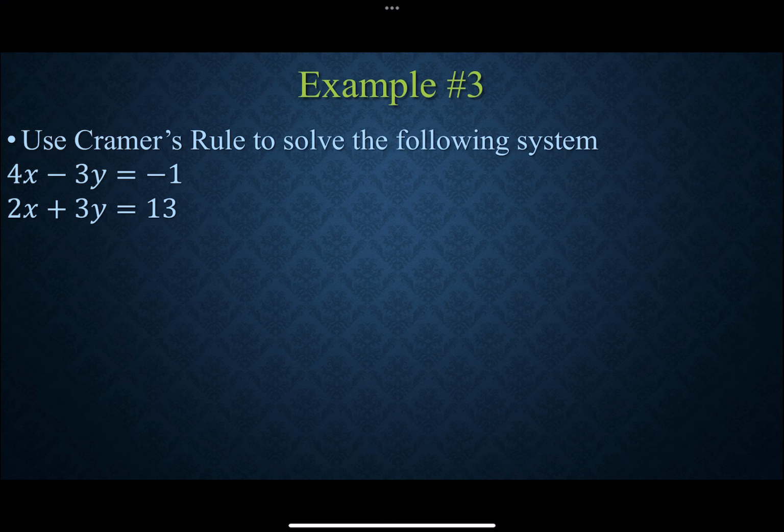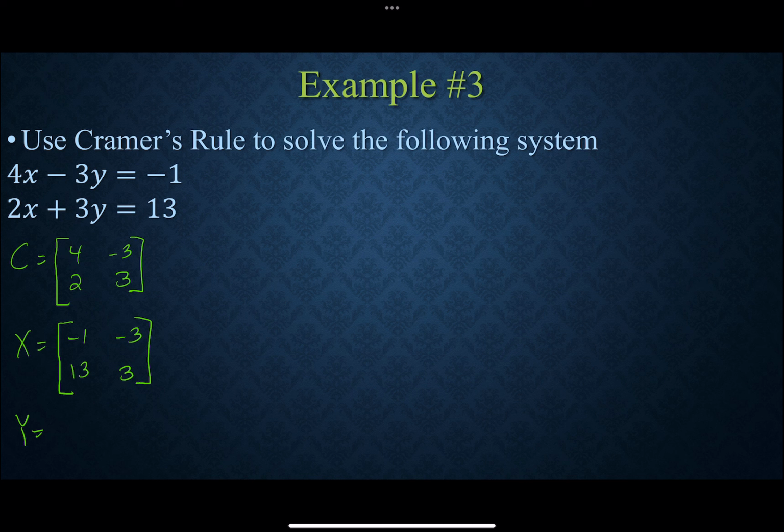So if we look at this equation right here, we're going to set up our 3 matrices. Our C matrix would be 4, 2, negative 3, 3. Nothing changes from there. For our X matrix, we would replace the X column, 4 and 2, with the negative 1 and 13. We leave the Y column alone.